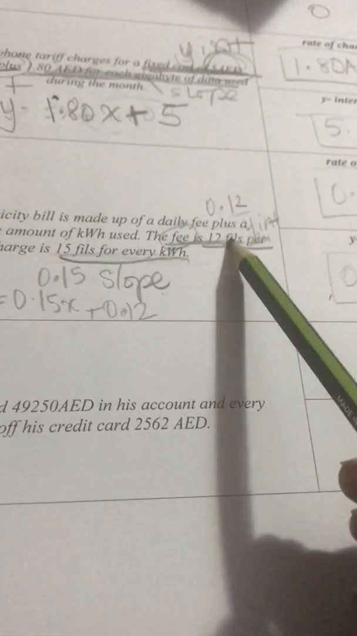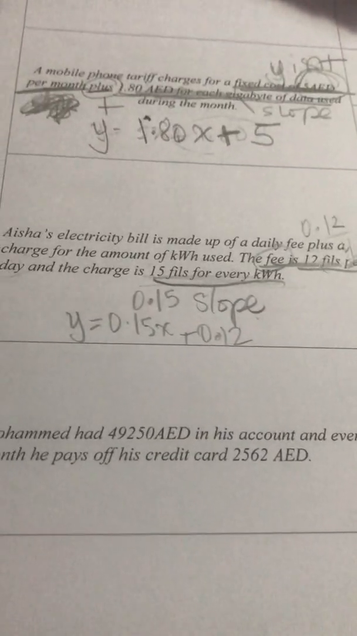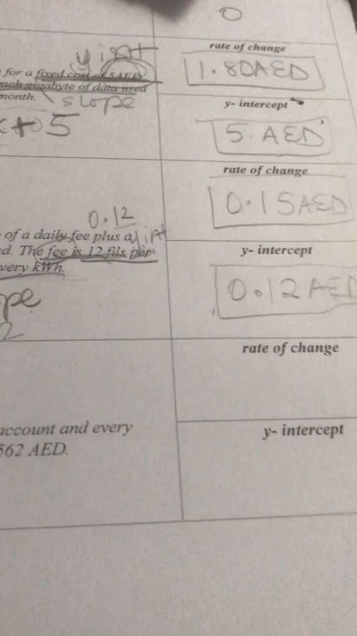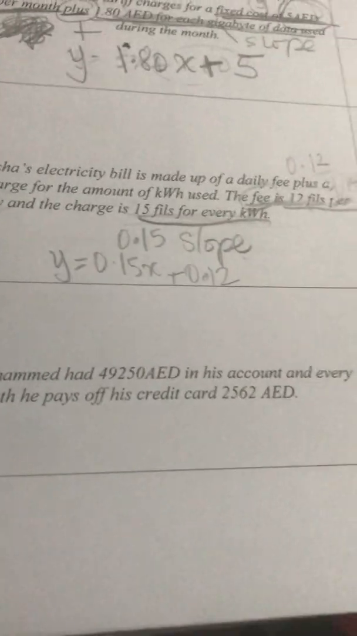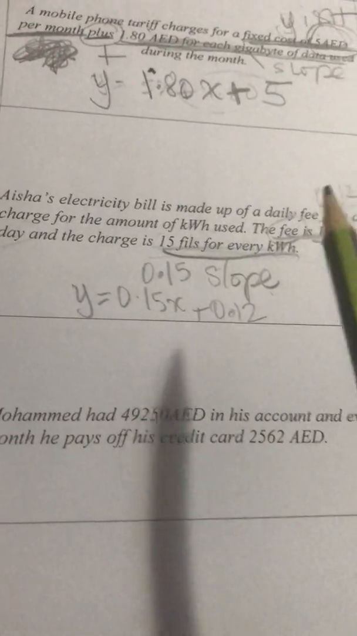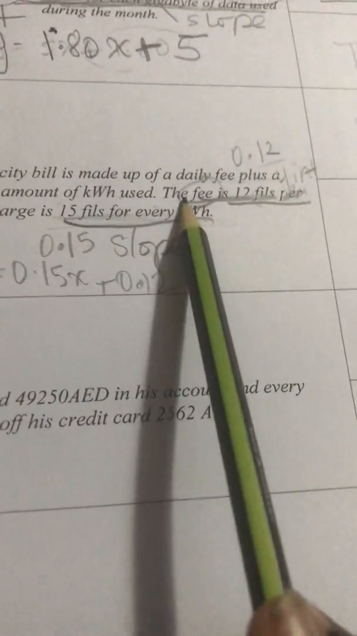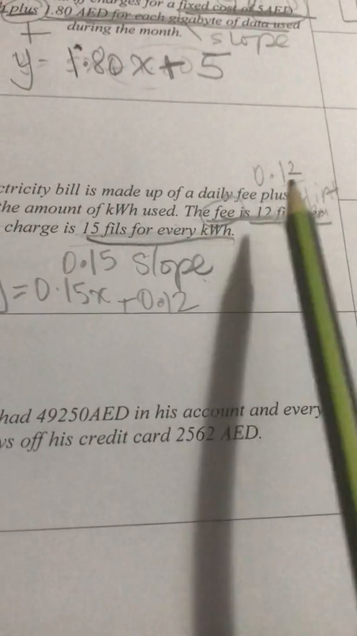And when you see fills, you have to write 0 here and the 2 numbers after. The minute you see fills, it is 0 point that number. Okay? Fills is a decimal. It is not a whole dirham. So you have to remember that also. If you just write 15, you will be wrong. You must write 0 point, because this is what shows fills. Okay. And you must know how to read. I know I saw the word per here, but because it said the fee, this word, the fee, is what made me know this is the y-intercept.